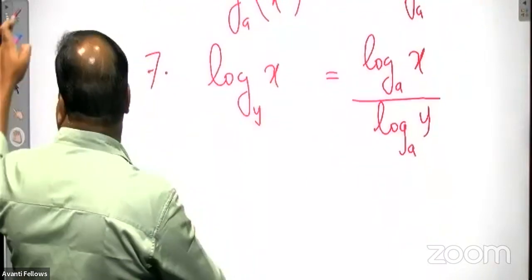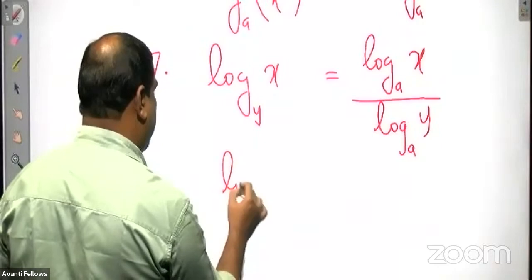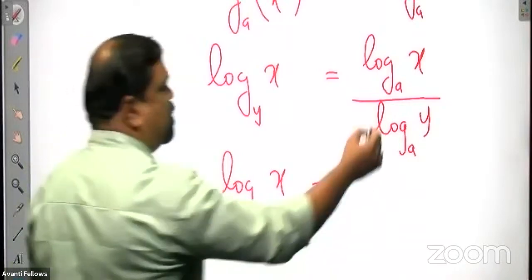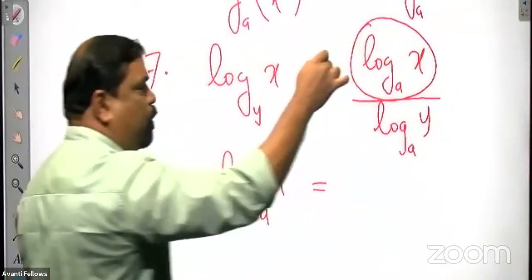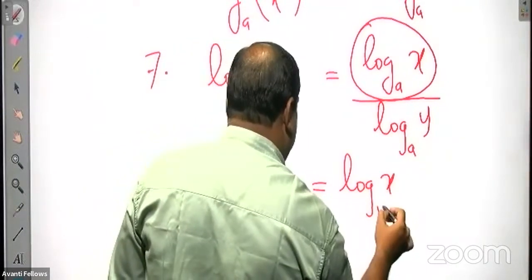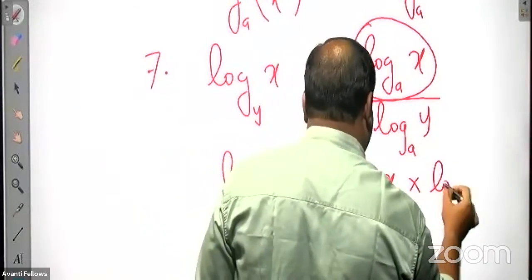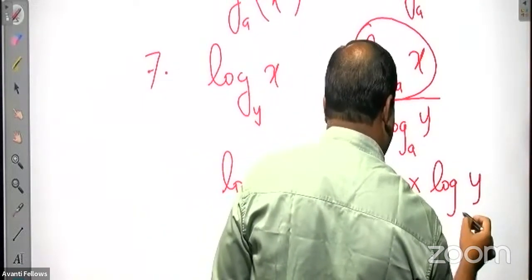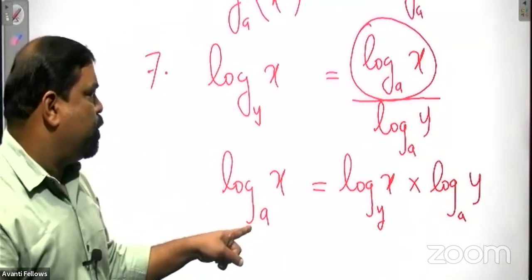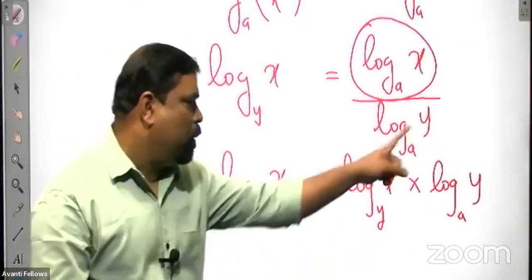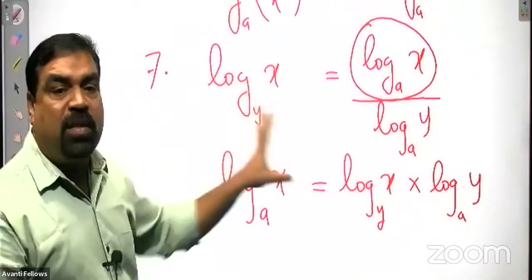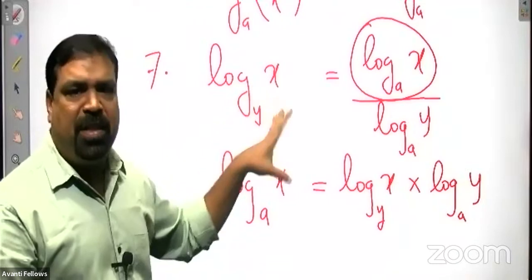This can be written in another way also. If I multiply here, log x to the base a is equal to what? Log x to the base y into log y to the base a. Log x to the base a is equal to log x to the base y into log y to the base a. Both are equivalent only. This property is known as the base changing rule of logarithm.